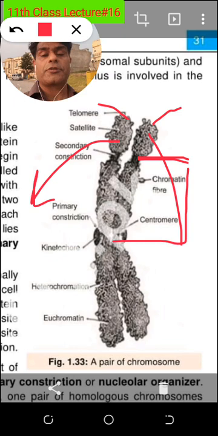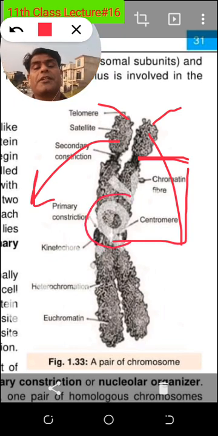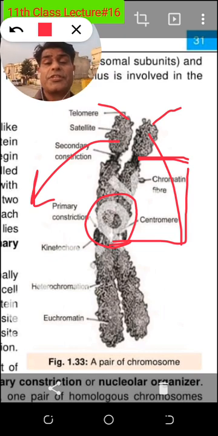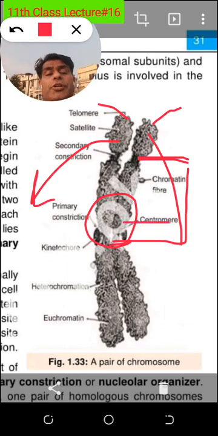Primary constriction is also called the centromere, and the centromere consists of a specific protein, the kinetochore. It goes from the primary constriction to the secondary constriction.